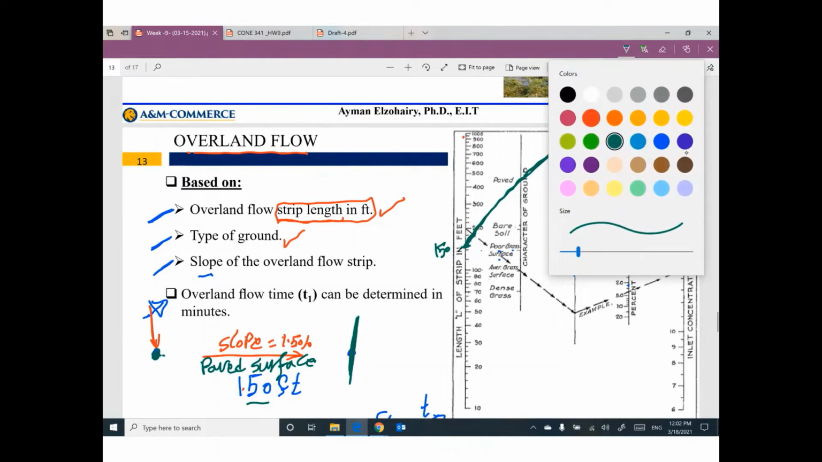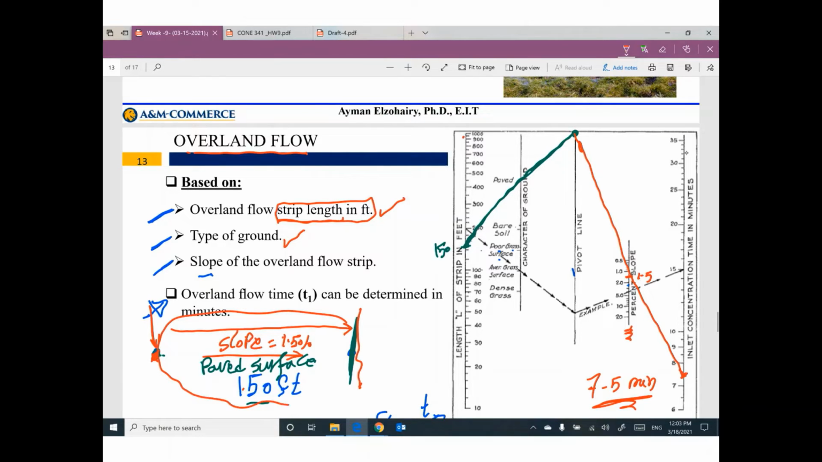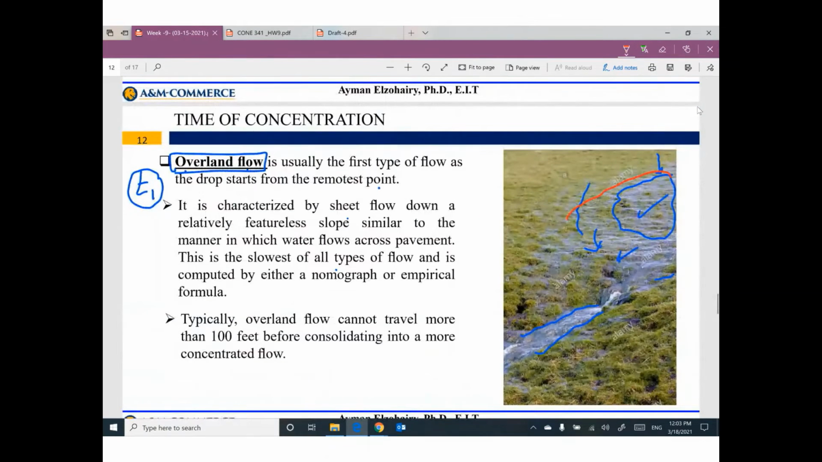The slope of this street is 1.5%. So the next step, what is the slope? You said 1.5, so 1.5 will be here. Go ahead and draw another line between this point and this point. This line will intersect with this scale at 7.5 minutes. So any drop of water at this location will need 7.5 minutes to flow to this location.